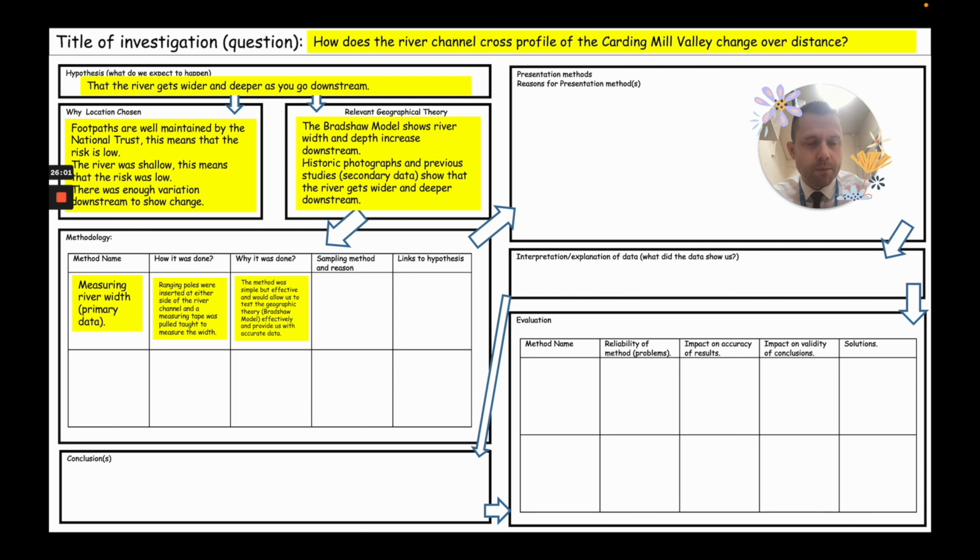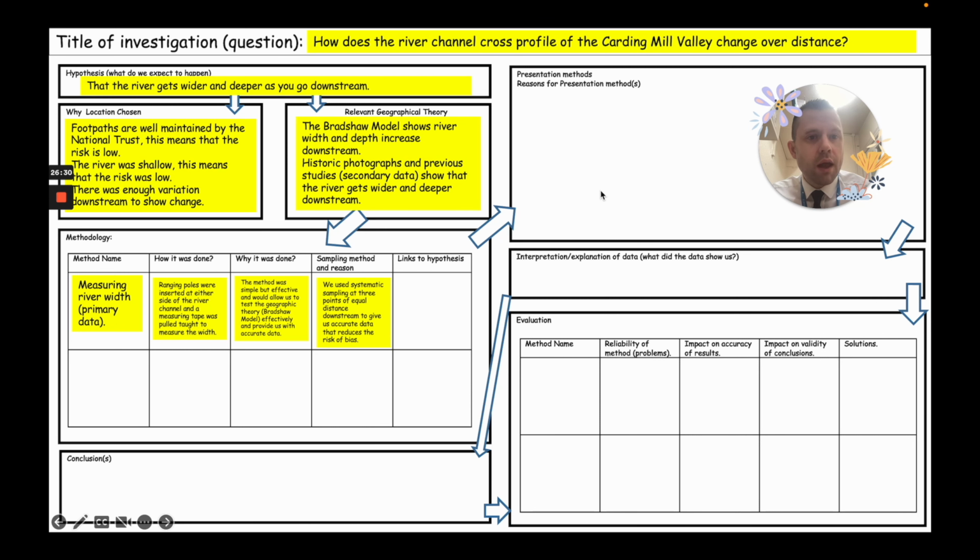Why did we do it? All right, remember, we ain't got millions of pounds to do this. We're at secondary school in Albury. But the method was simple but effective, and it would allow us to test the geographic theory, the Bradshaw model, effectively and provide us with accurate data. In your head, keep remembering that we're trying to fulfil the aims of the investigation, which is simply answering that question.